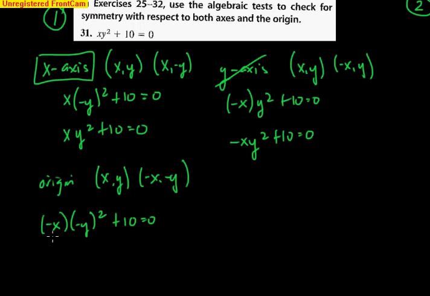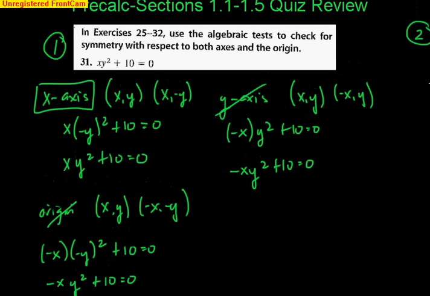So this negative x doesn't change. So it stays negative x. And the y squared, the y becomes positive, positive y squared. So the x stays negative. These two negatives do not cancel. You do the squared first. Negative y squared becomes positive y squared. The negative x comes down. And this, again, is not the original equation. So it does not have origin symmetry. So this equation only has x-axis symmetry. Typically, equations only have one type of symmetry.